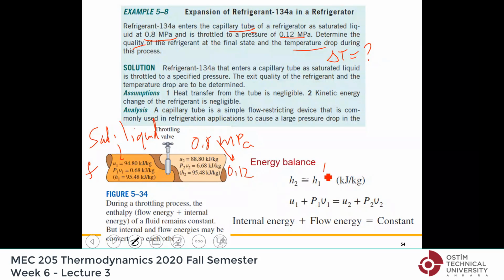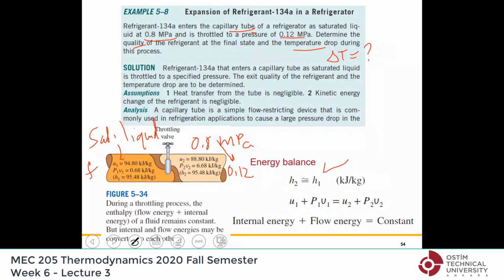So we have this classic throttling process equation, constant enthalpy. So this is a constant enthalpy process, almost, which is U1 plus P1 V1 equals U2 plus P2 V2. Okay.